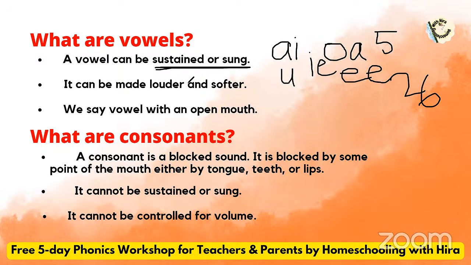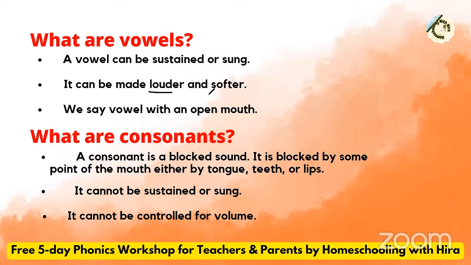So next thing, vowels can be made louder or softer. Why are vowels vowels? Because they can be made louder or softer. For example, if I say ah, I can say it softly. Ah. I can say it loudly. Ah. Right? So they can be made louder or softer, all of them.